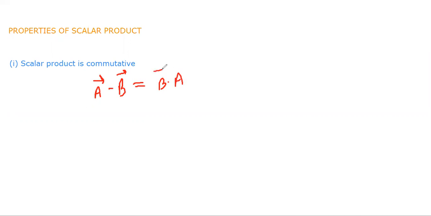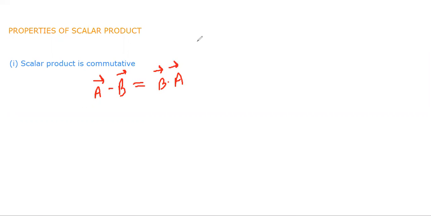In this video, I'm going to discuss a few properties of scalar product or dot product. The first property is that scalar product is commutative. What it means? It means that A dot B is equal to B dot A. If you dot product A dot B and if you dot product B dot A, you will get the same value. Now, how can you prove this?